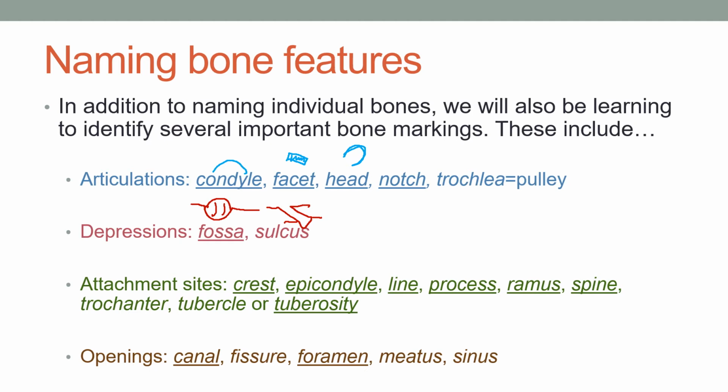Attachment sites. Lots of things attach to bones. Ligaments, tendons have to attach to a bone to make it move. Mostly these are found on one end or another of the bone, but sometimes they're found right in the middle of the bone instead. A crest is where you have kind of a flat bone, and then it crests at one point. But there are also little creases in the bone that can be called a line.